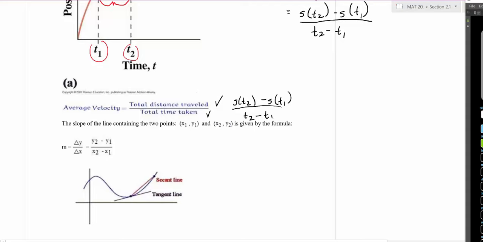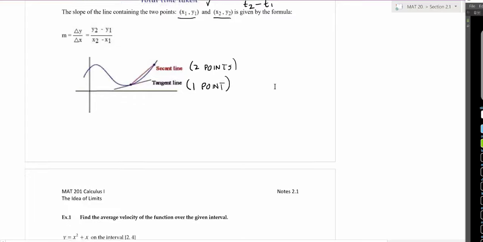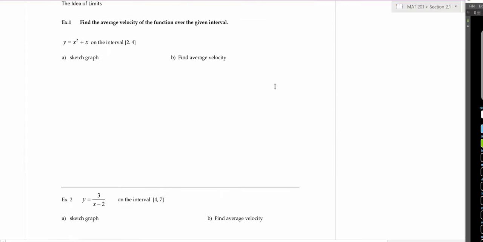Now the slope formula that you're familiar with is, if you had two points, x1, y1, and a second point, x2, y2, then the slope is y2 minus y1 over x2 minus x1. That's what you're familiar with, so think of the average velocity as just the slope of a secant line. A secant line goes through two points, and a little bit later on we'll talk about what a tangent line is, and a tangent line is just touching one point on the function in a small neighborhood around that point.